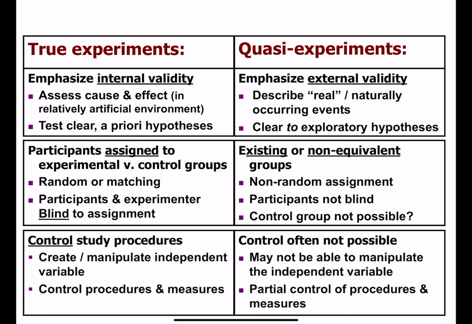So that leads to the final point where in true experiments, we really focus on controlling study procedures to make sure that everything between our groups is exactly the same, whereas in quasi-experiments, we often have a lot less control. So we might not be able to directly manipulate the independent variable, and so we have to try to figure out what conclusions we can make based on what we can control.